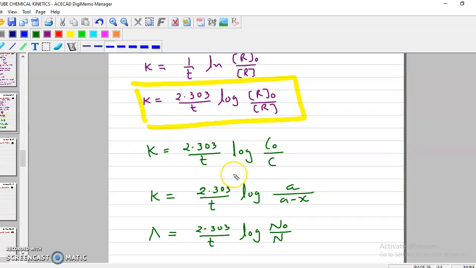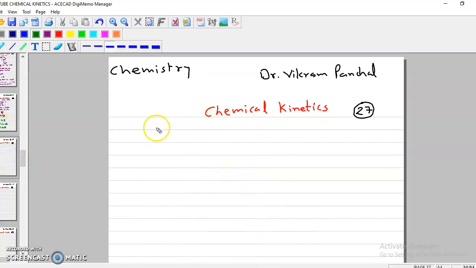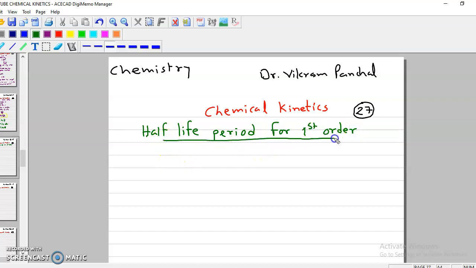Okay, from the same equation we can derive one more equation for half-life period. So for half-life period for first order, half-life period means how much time is required to complete 50% of the reaction.